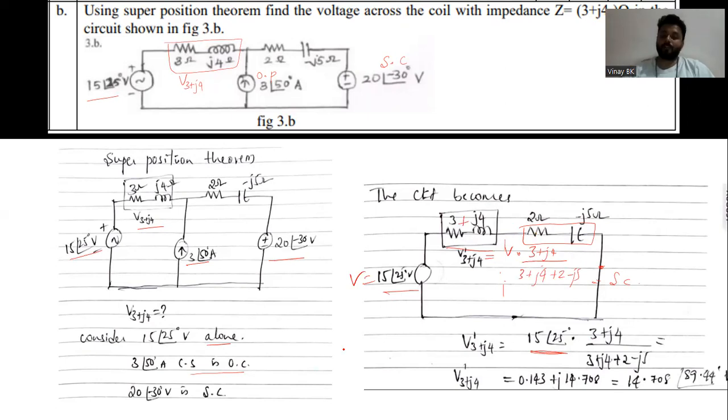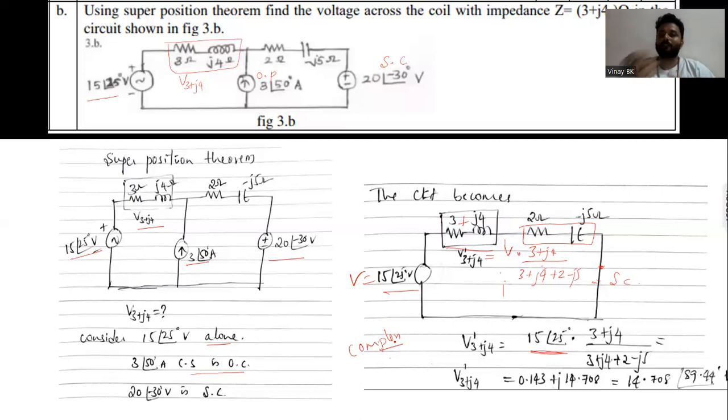And you keep your calculator in complex mode, and you write the value of V dash of 3 plus J4 either in polar form or rectangular form. So I am writing both answers. In rectangular form, we get the answer as 0.143 plus J14.708. If you convert that into polar form, 14.708 at an angle of 89.44 degree volts. This is the first step, by considering 15 at an angle of 25 degree volts.